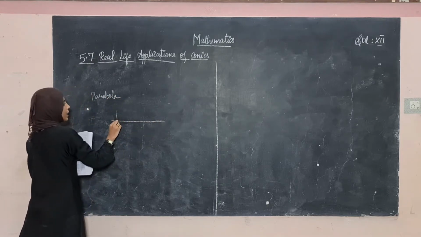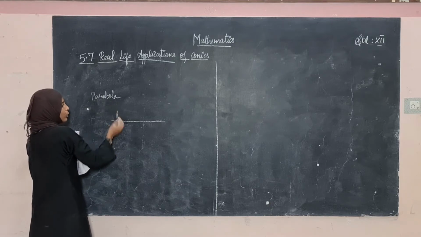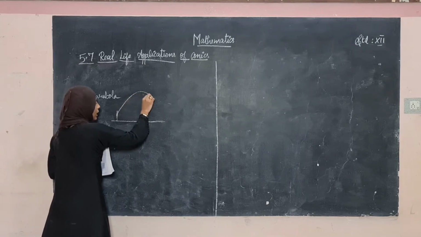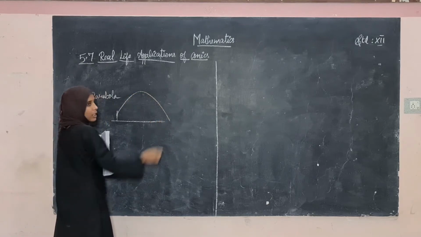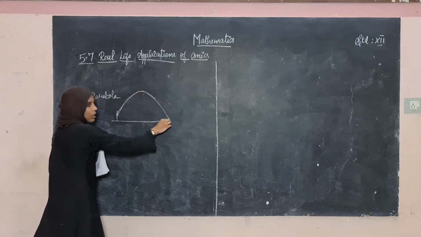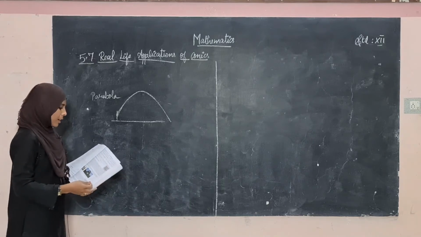So commonly you might have seen like this. When a person is standing here and if he throws a pen or a ball in the upward direction, what happens? This ball goes here and again it comes to the ground, right? So this is the parabolic shape. In your book they are given, right?